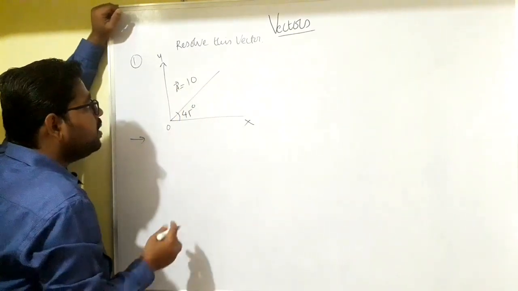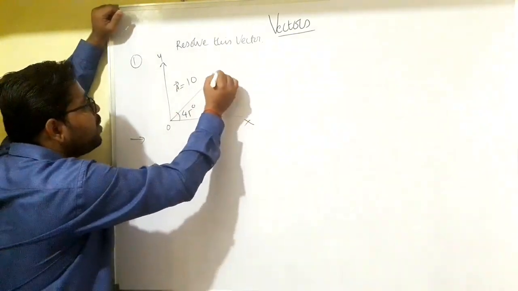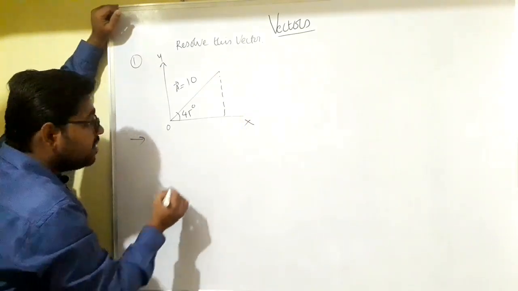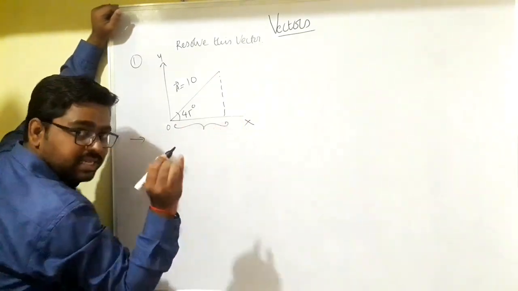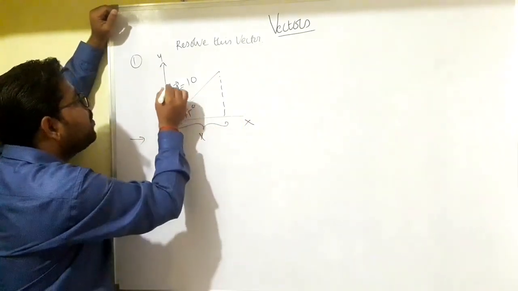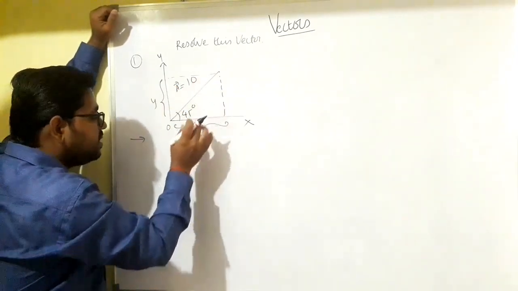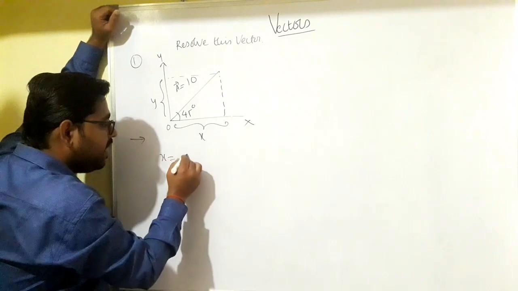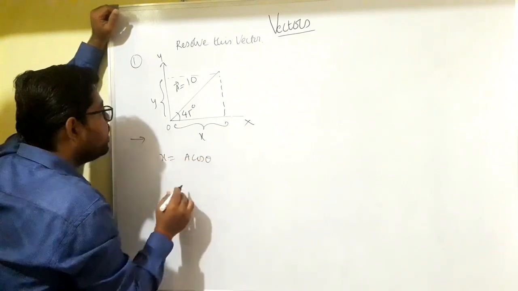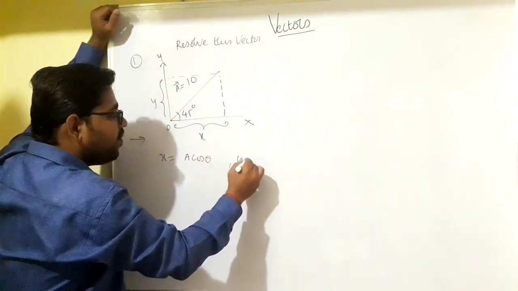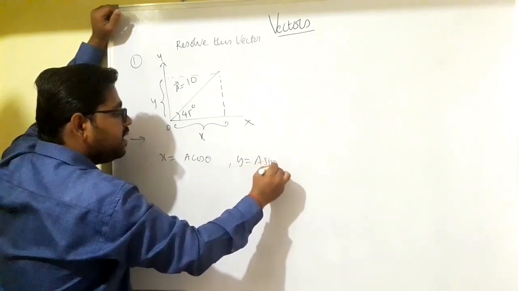Okay, alright. So a vector, what is the component of a vector along the x-axis? Here, what is this component? I said it is x. What is the component along this axis? That is y. So what is x? X is nothing but a cos theta. Then what is the component along y? Y is nothing but a sin theta.